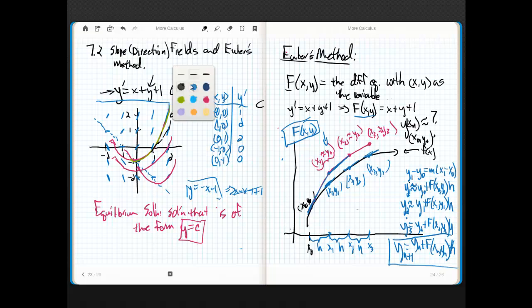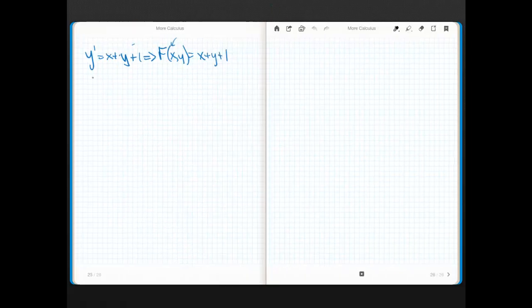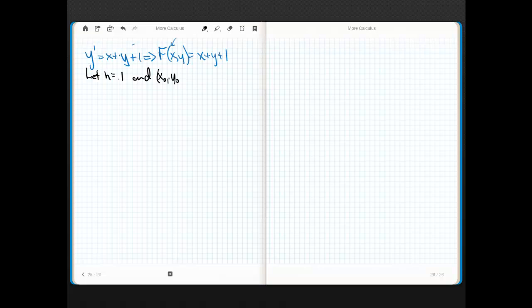Okay, so I think I'm in black. Let's see what we got here. Let's let h equal 0.1, and x naught, y naught equals 1 comma 0. Use Euler's method to approximate f of 1.5.